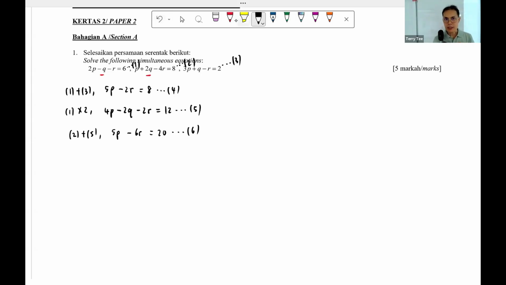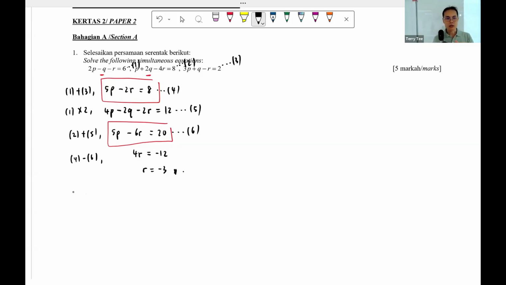Now, next thing is I need you guys to focus on equation number 4 and equation number 6. What should I do? Plus or minus? If you notice that the 5P and 5P are the same, so I'm going to subtract them. So equation 4 minus equation 6: 5P minus 5P is 0, minus 2R minus 6R will be positive 4R, 8 minus 20 is negative 12, because your R is negative 3.